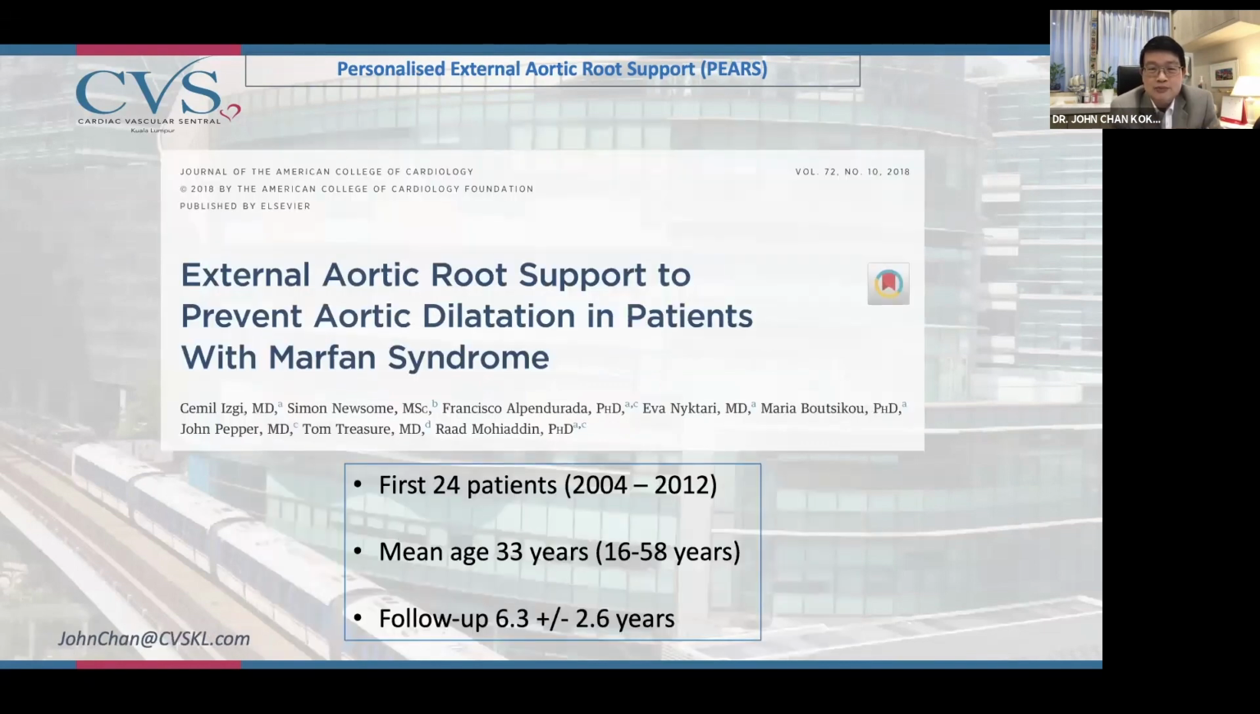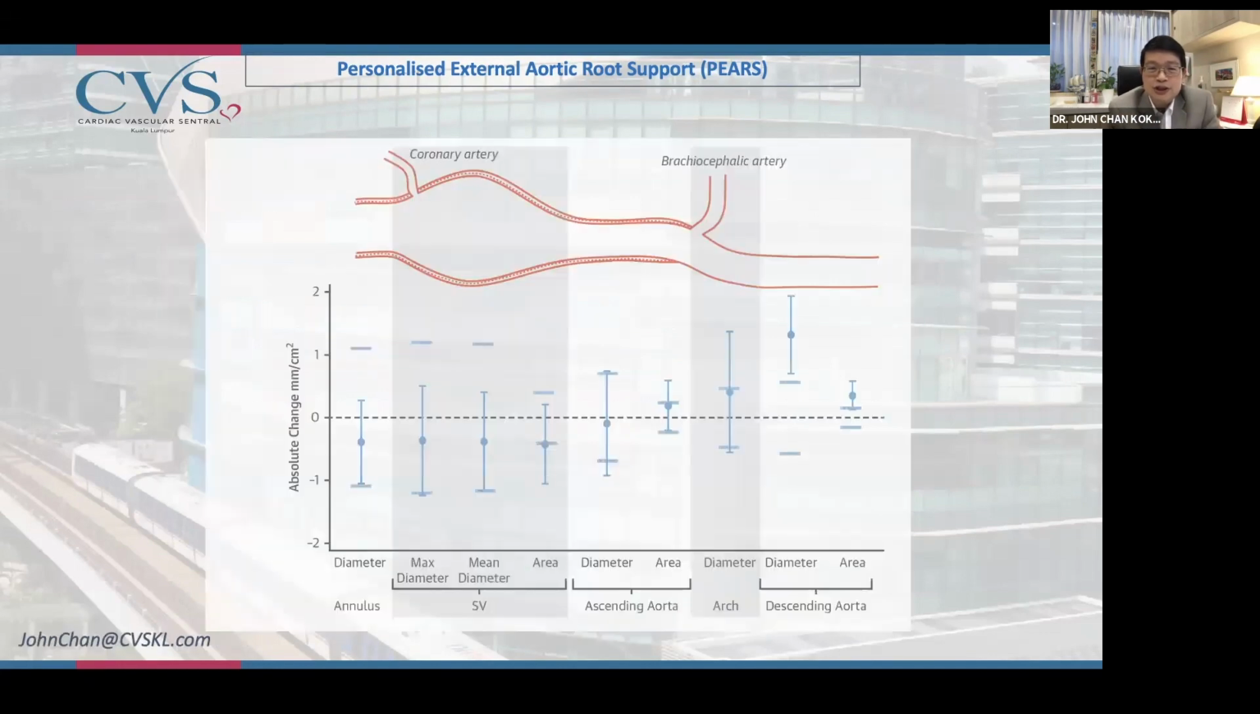More recently, we have a longer follow-up in the first 24 patients, at 6 years after the procedure. You can see that this graph on the vertical axis shows the change in the diameter of the aorta, where zero here is the size of the aorta at the time of the procedure. At follow-up, you can see the size of the aorta has actually got smaller. It is below this dashed line for the part of the aorta in which we had wrapped the mesh.